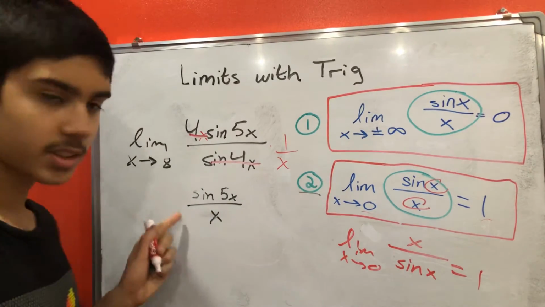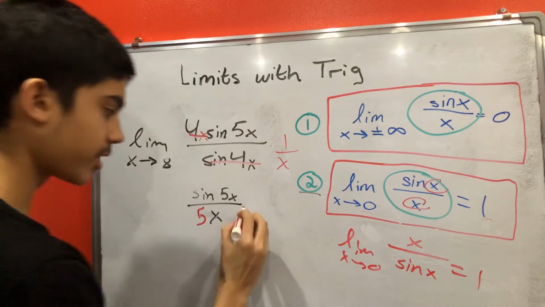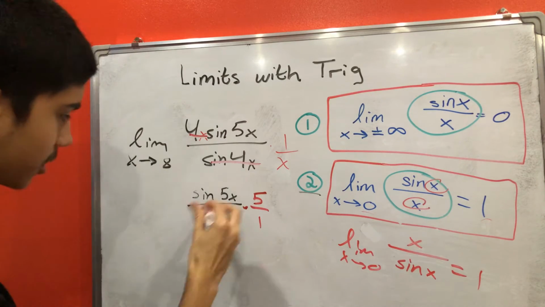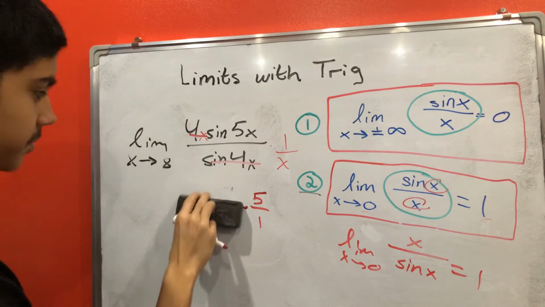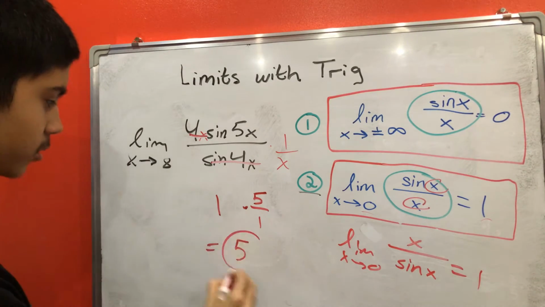So now how do we make this how we want? We're going to add another 5 here. But if we add a 5 on the bottom, we have to add a 5 on the top. So then what does this become? This just becomes 1. And 1 times 5 is just 5. So our limit is 5.